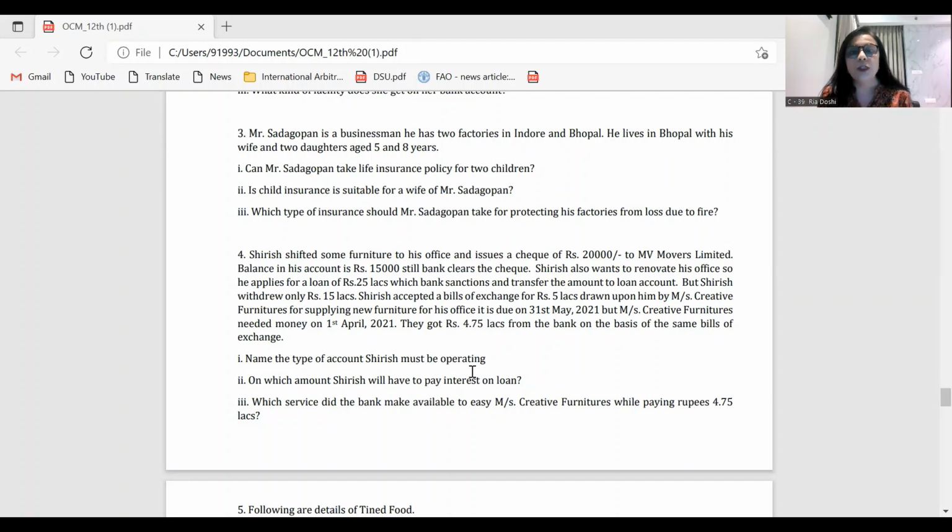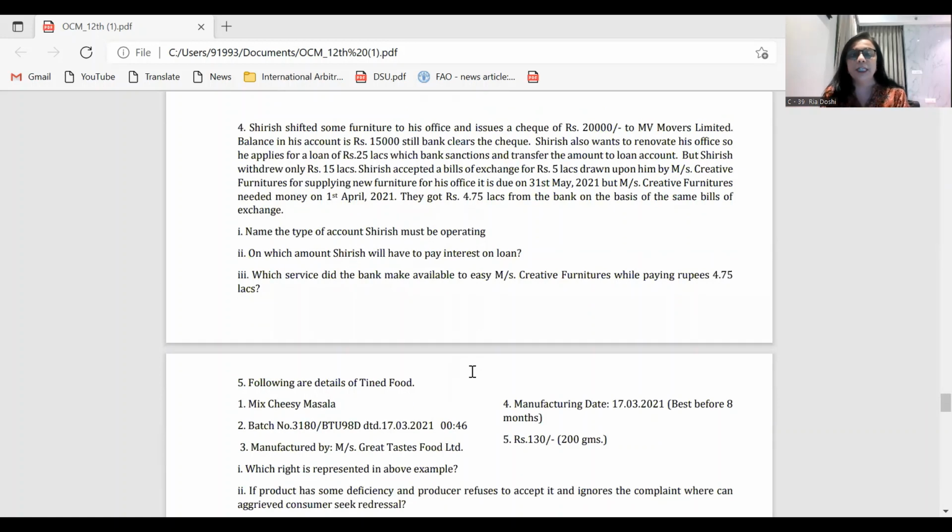Which type of insurance should Mr. Sadagopan take for protecting his factories from loss due to fire? Now, since the factories are in 2 different locations, he will have to take 2 separate policies and covering under one, and that would be called as the floating policy. A very similar question to what we have in the textbook, but with different names.